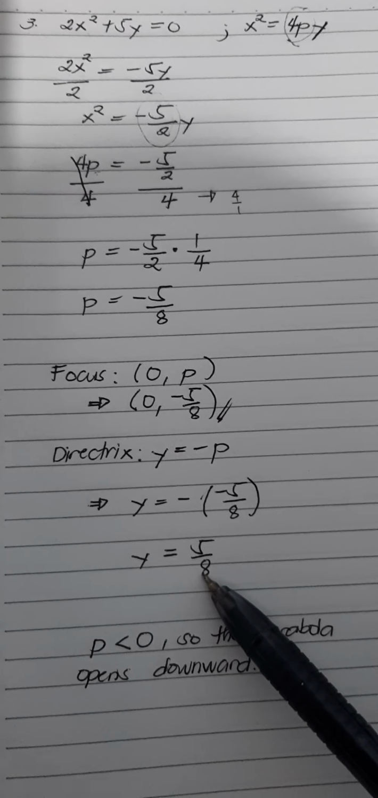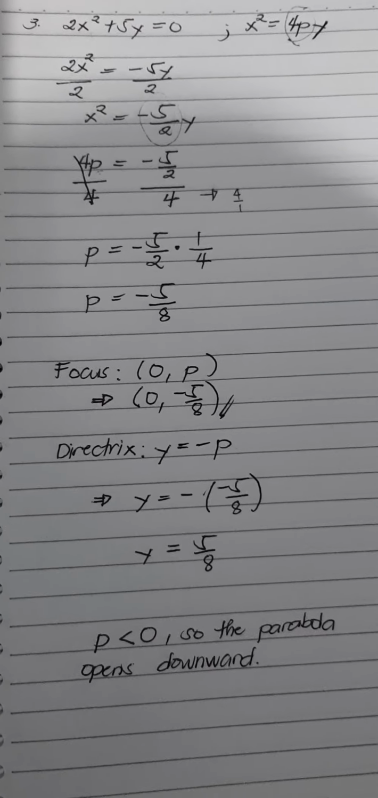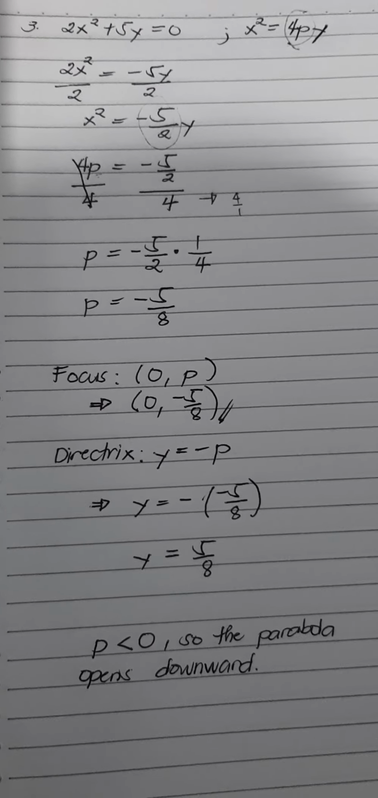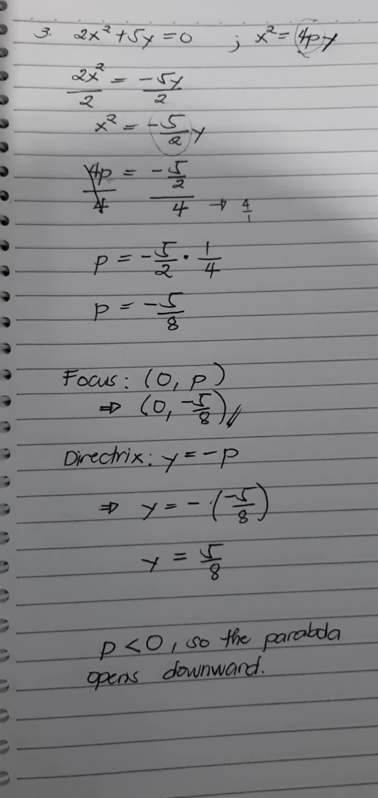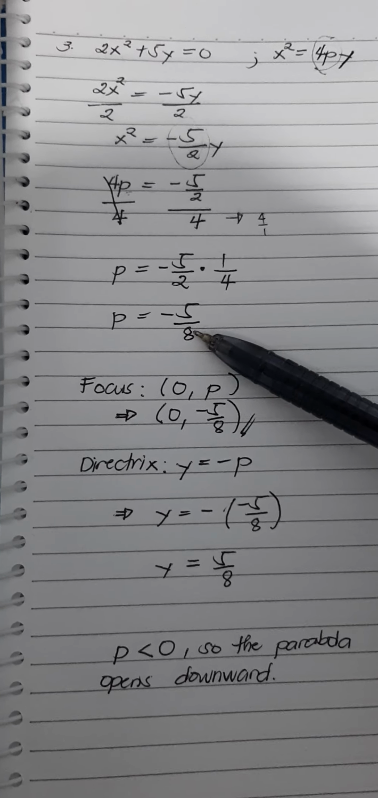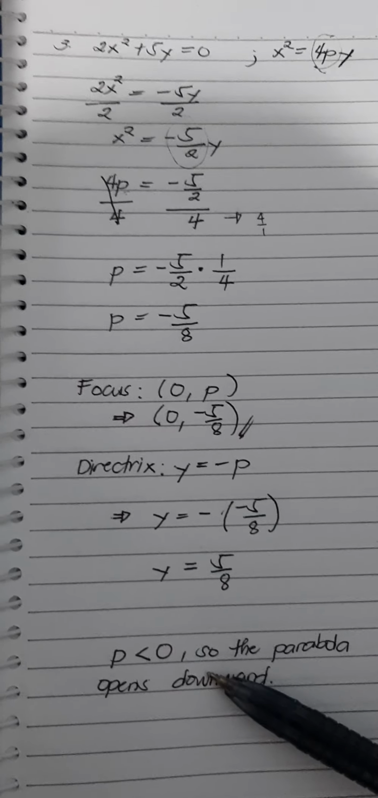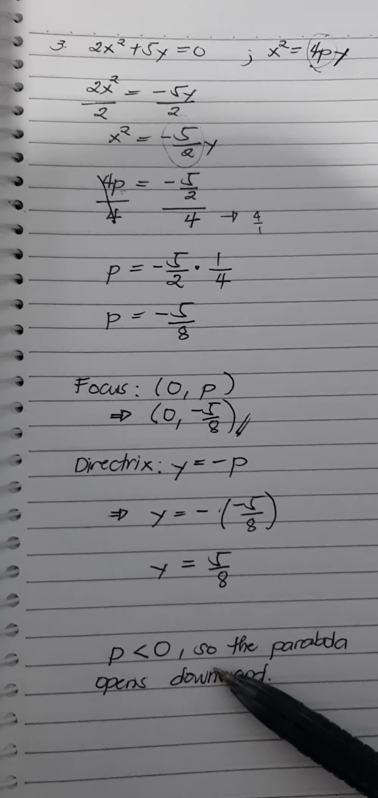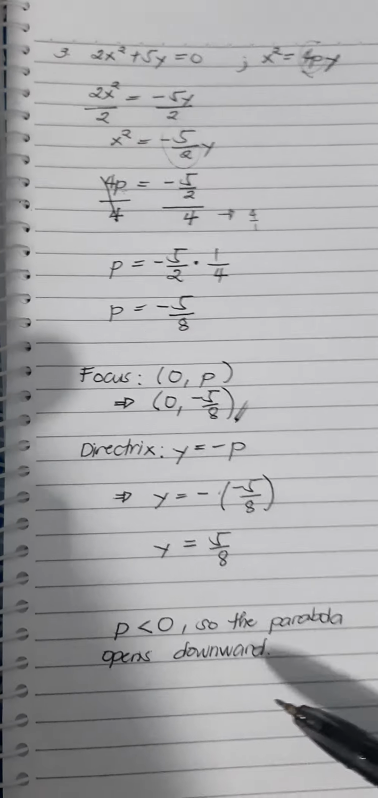So for us to determine whether the graph opens upward or downward, we will consider the value of p, if it is less than or greater than 0. So here we have negative 5 over 8. So it follows that negative 5 over 8 is less than 0. So p is less than 0, so that the parabola opens downward.